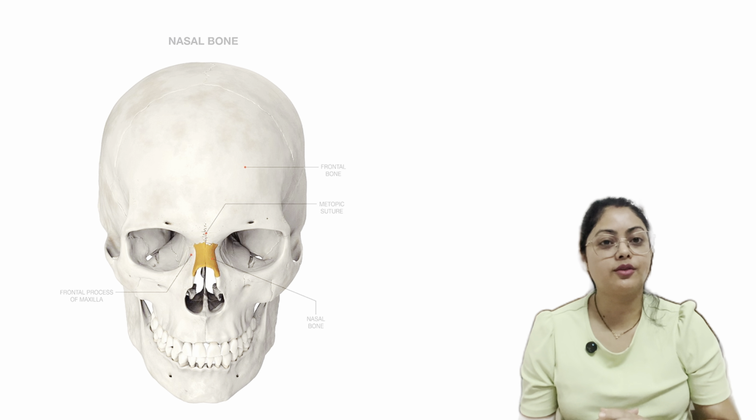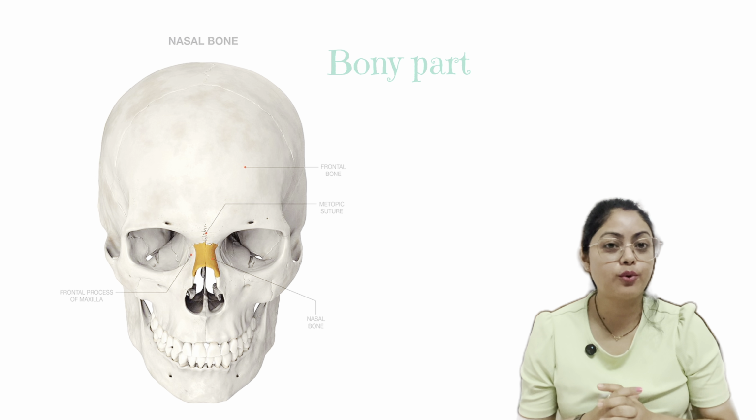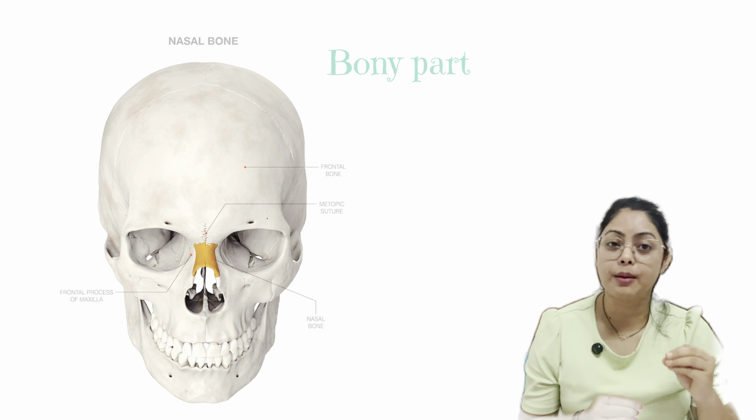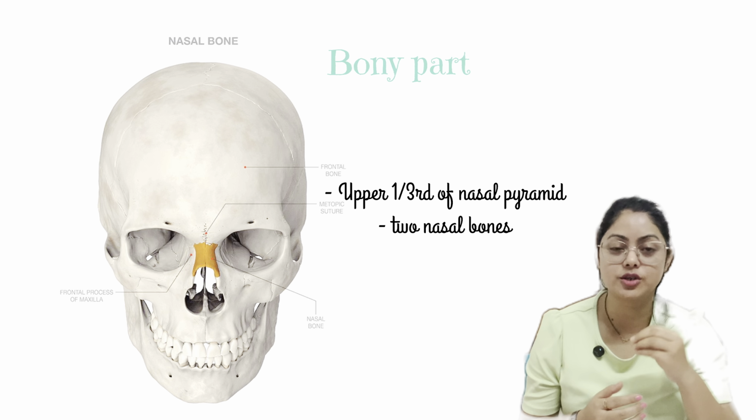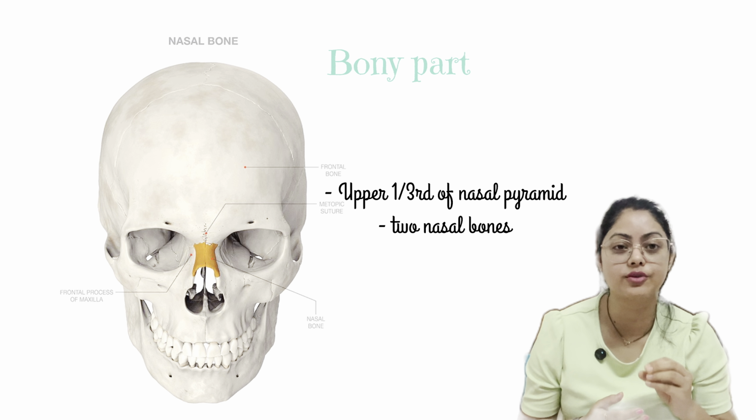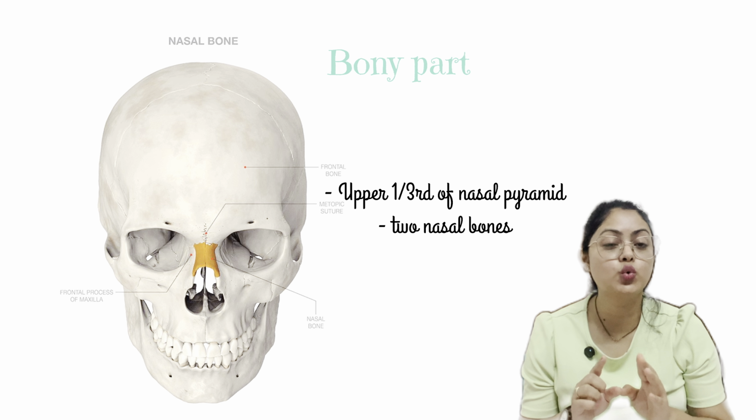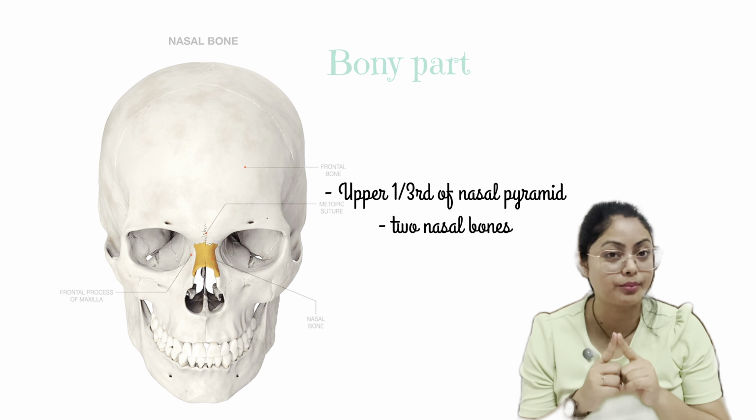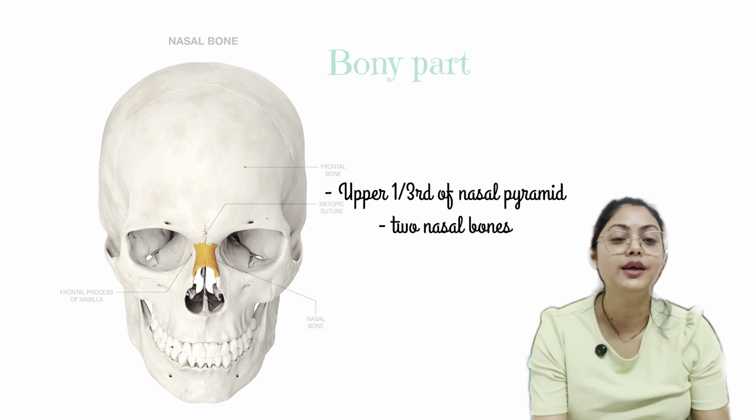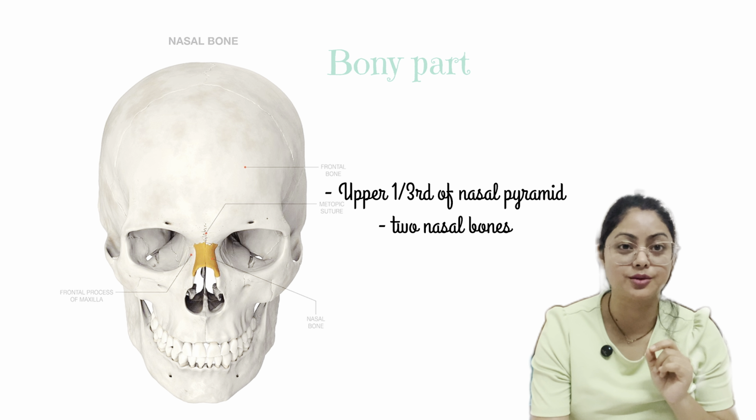First is the bony part. The bony part is the upper 1/3 of the nasal pyramid, while the lower 2/3 is cartilaginous. The bony part is formed by the two nasal bones which meet in the midline, and they are held in between by the frontal process of the maxilla and upwards by the nasal process of the frontal bone.